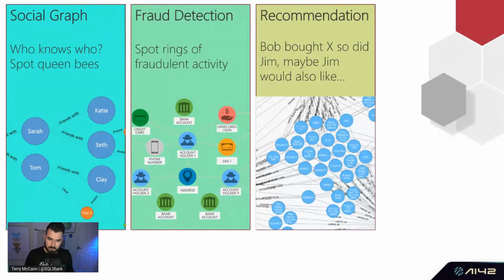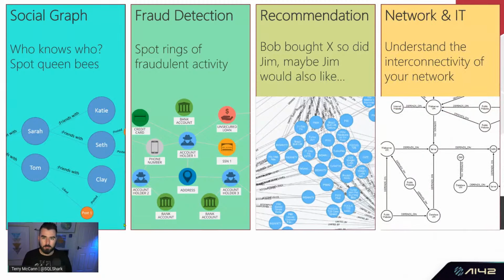It could be recommendations, right? You buy this book, your friend buys this book, maybe you'll also like this book, all based around this concept of triadic closure. We make triangles in a graph, okay? Or it could be used for network and IT, again, super useful for understanding where you've got dependencies. Anywhere you have very highly connected data, graph-based processing is great for that.